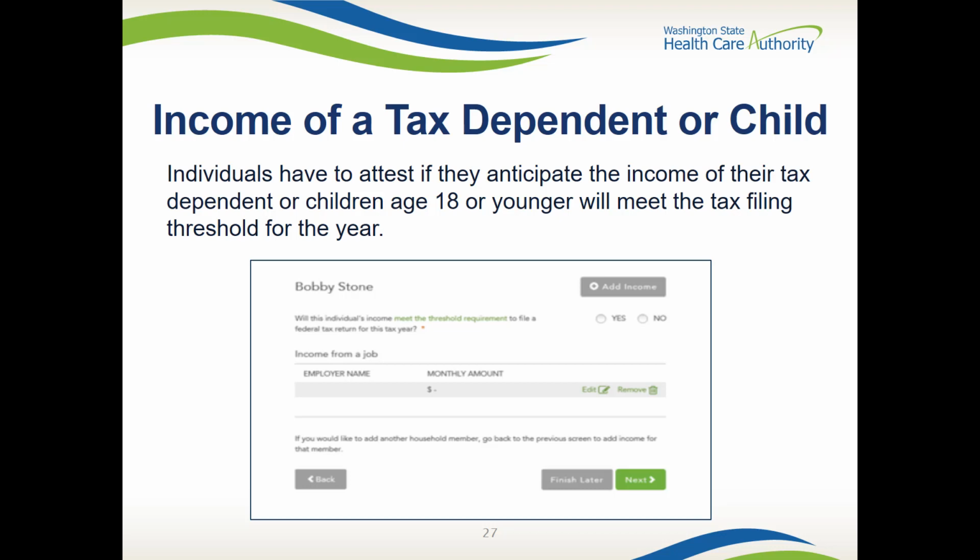Another change that has happened with this release is an additional question that is asked for tax dependents or children under the age of 19. If they have income, do they anticipate the income will meet the tax filing threshold for the year? If they do not expect the income to meet the tax filing threshold for the year, it will not be counted.